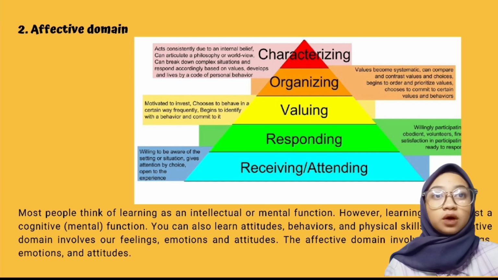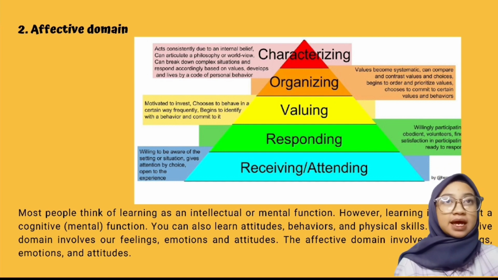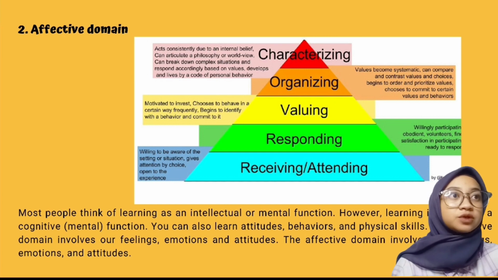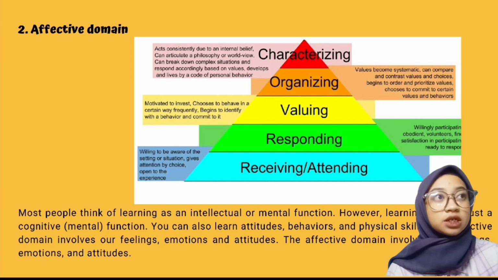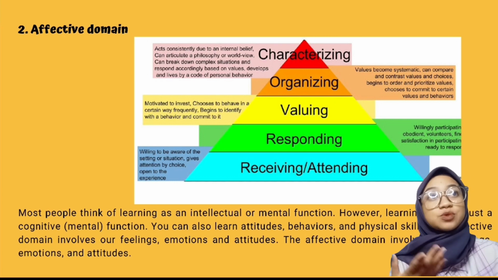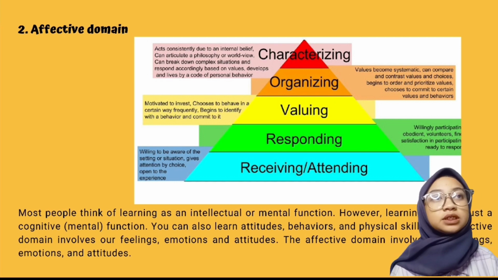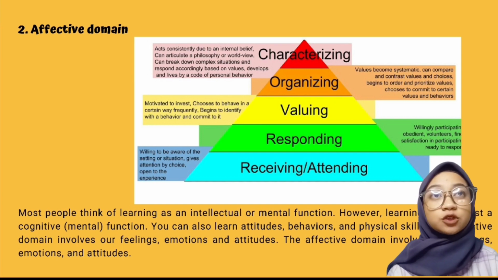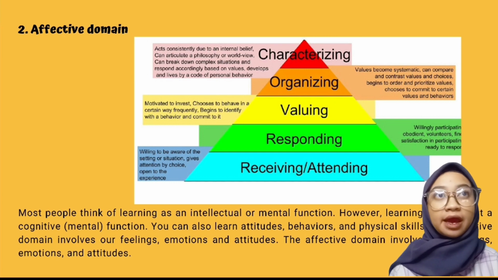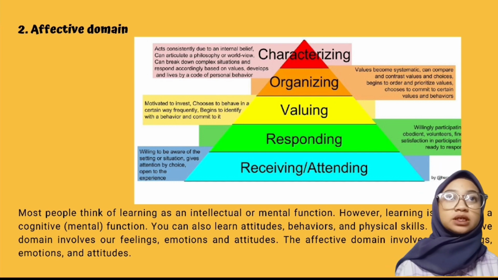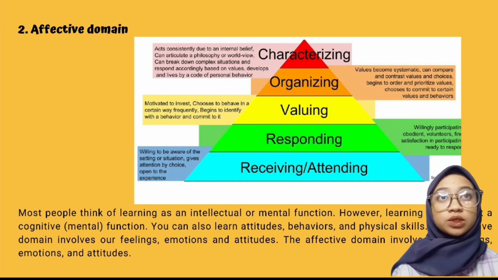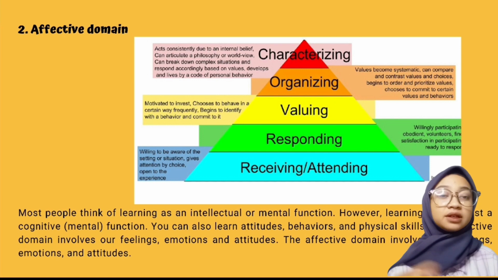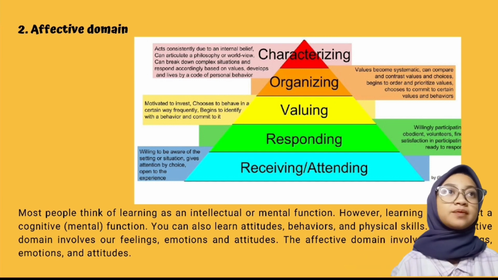The next level is responding. Responding is willing participation, obtaining patronage, finding satisfaction in participation, and being ready to respond. The next level is valuing. Valuing is being motivated to invest, choosing to behave in a certain way, frequently beginning to identify with the behavior and committing to it. And the next level is organizing.